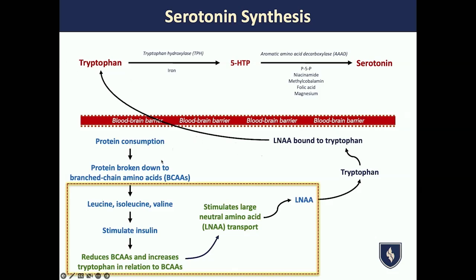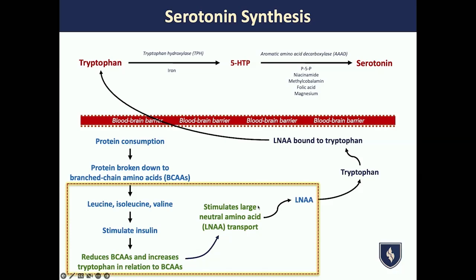And this happens from protein consumption, but eventually the proteins get converted down to individual amino acids and then to branched-chain amino acids. And the ratio between branched-chain amino acids and insulin properly activates the large neutral amino acid transporter, which is the carrier that tryptophan has to bind to in order to cross the blood-brain barrier. Meaning tryptophan cannot cross the blood-brain barrier unless it's bound to the large neutral amino acid transporter.